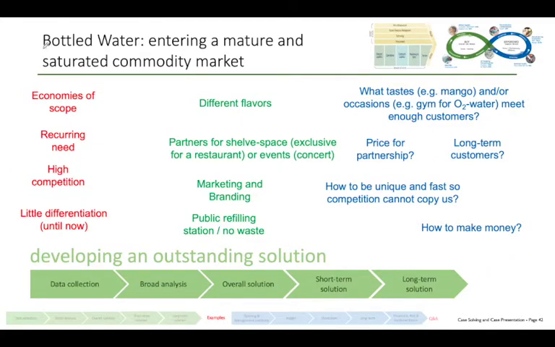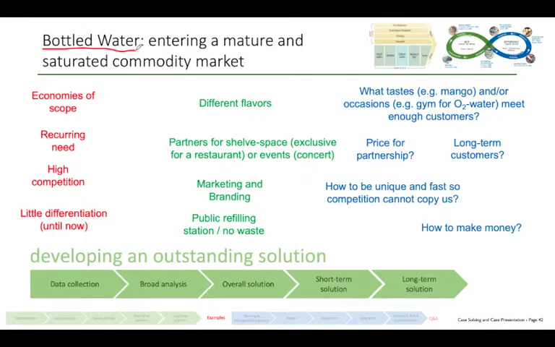Bottled water company, that's the next example. So bottled water company is actually a matured market, and it's not only matured, it's also a saturated commodity market. Now, our data collection and broad analysis might lead to the red findings, things like economies of scope. Big is beautiful. Positive, there is a recurring need, so people need to drink water all the time. However, there is high competition, and currently there is little differentiation.